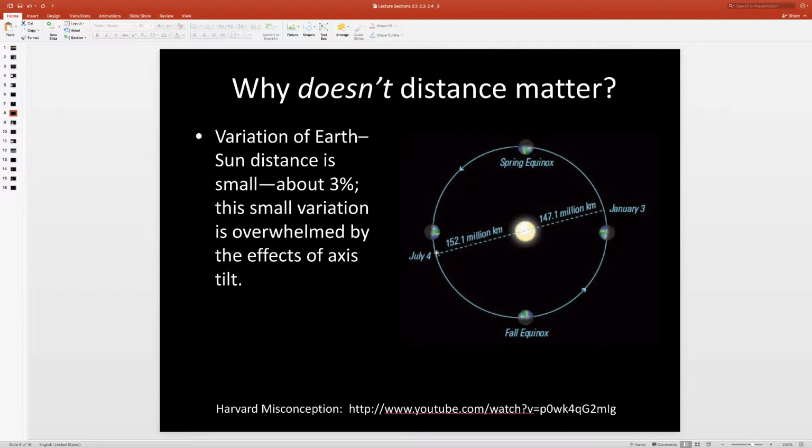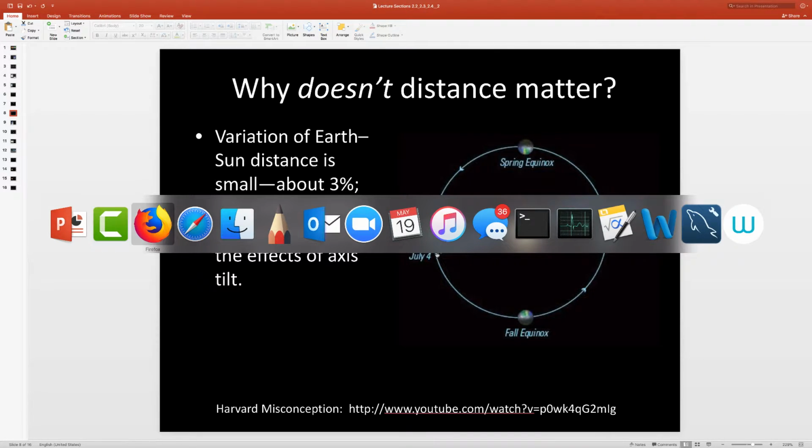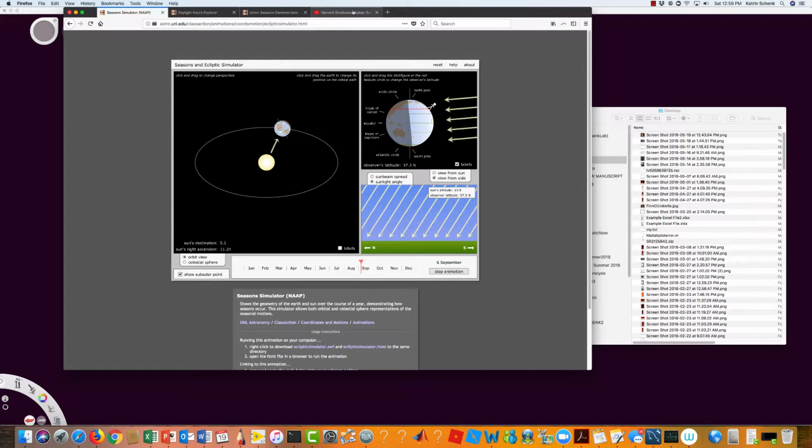Now we talked about directness of the light, and we're going to talk about another way that the tilt causes the seasonal change. But let's take a look at this misconception that the seasons are caused by getting closer or farther away. It is ubiquitous, this misconception, and I urge you to go out and ask your friends what causes the seasons and see what they say. So let's take a look at a video just to point out this misconception.